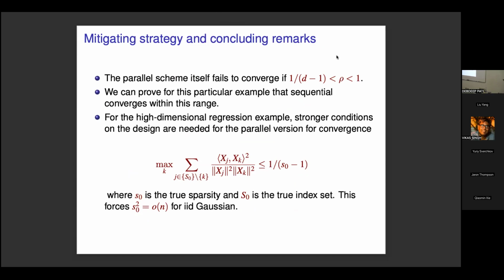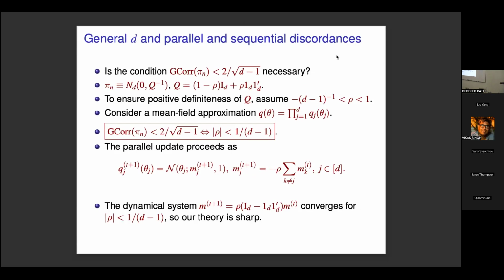We are kind of a little puzzled by this phenomenon, but this is nothing but the Jacobi iteration and Gauss-Seidel. Gauss-Seidel is the sequential version, which doesn't need any condition to converge in this particular example. But Jacobi iteration needs diagonal dominance, and this diagonal dominance actually translates into the absolute value of rho being strictly less than 1 over D.